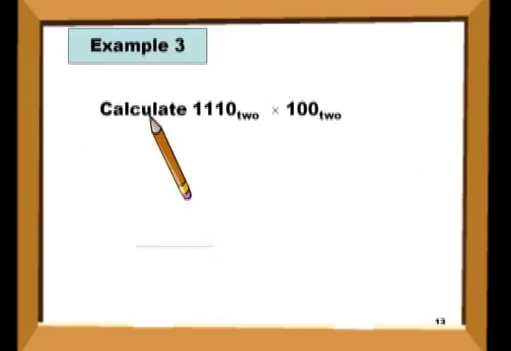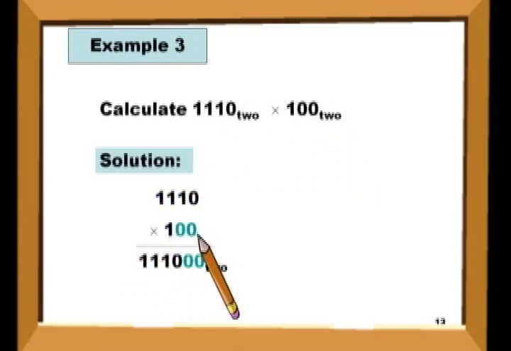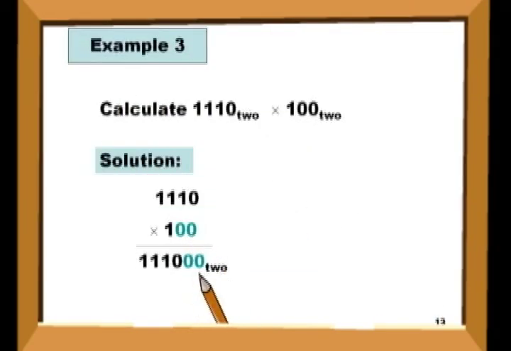Example 3. Calculate 1, 1, 1, 0 base 2 multiplied by 1, 0, 0 base 2. Solution. Because it's a 3-digit number, we add our 2 zeros and then we multiply by our 1. And we know 1 by 0 will give us a 0. 1 by 1 is a 1. 1 by 1 is 1. 1 by 1 is 1. And we also know that if we had gone ahead and multiplied by these 2 zeros, we would have had nothing but zeros here. So our product after multiplying 1, 1, 1, 0 by 1, 0, 0 is 1, 1, 1, 0, 0, 0 to the base 2.